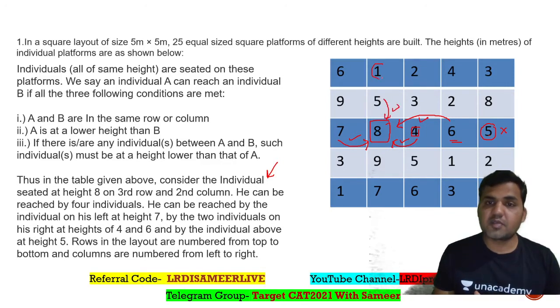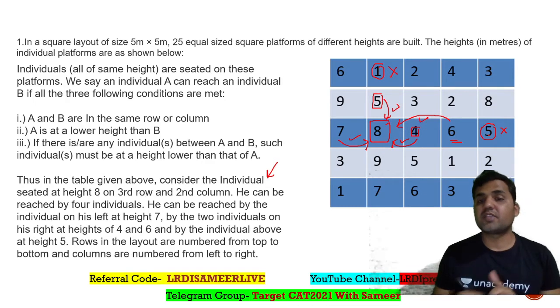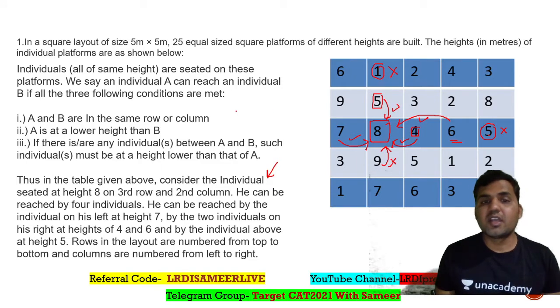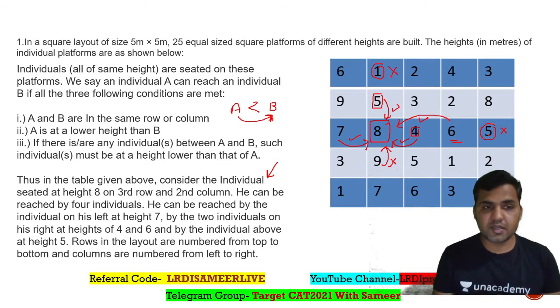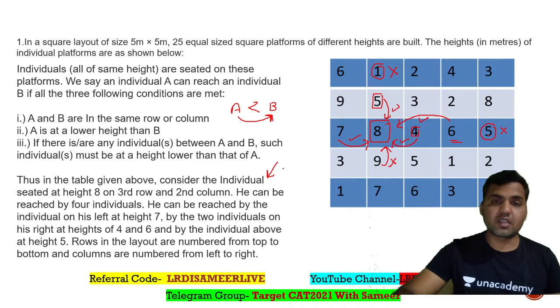It cannot be reached by 1 because between 1 and 8 we have a platform of height 5 which is larger than 1. It cannot be approached by 9 because 9 is at a higher height as compared to it. So if A has to approach B, A should be of lower height than B, and anything between A and B should also be of lower height. This is the basic instruction that you need to follow. If you understand this part, you can easily solve the set.